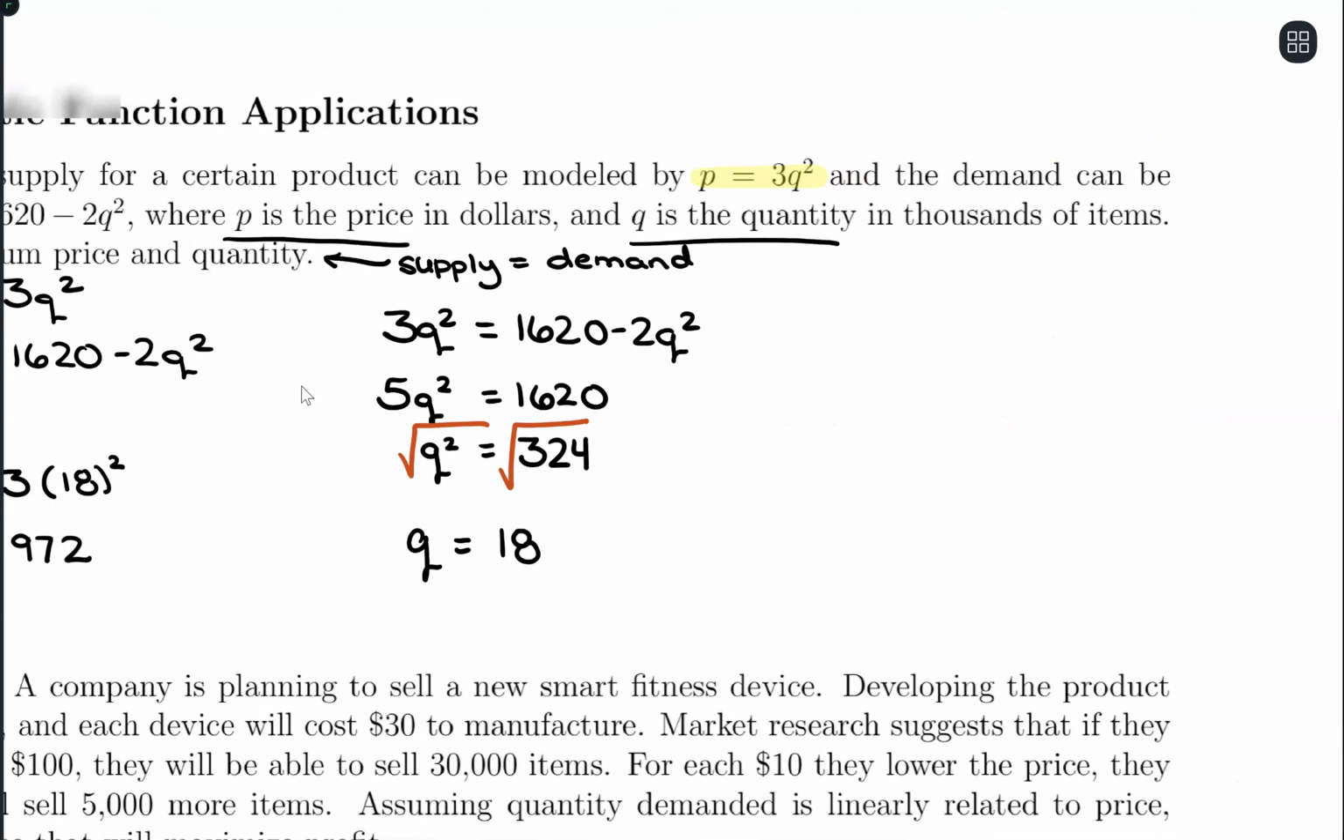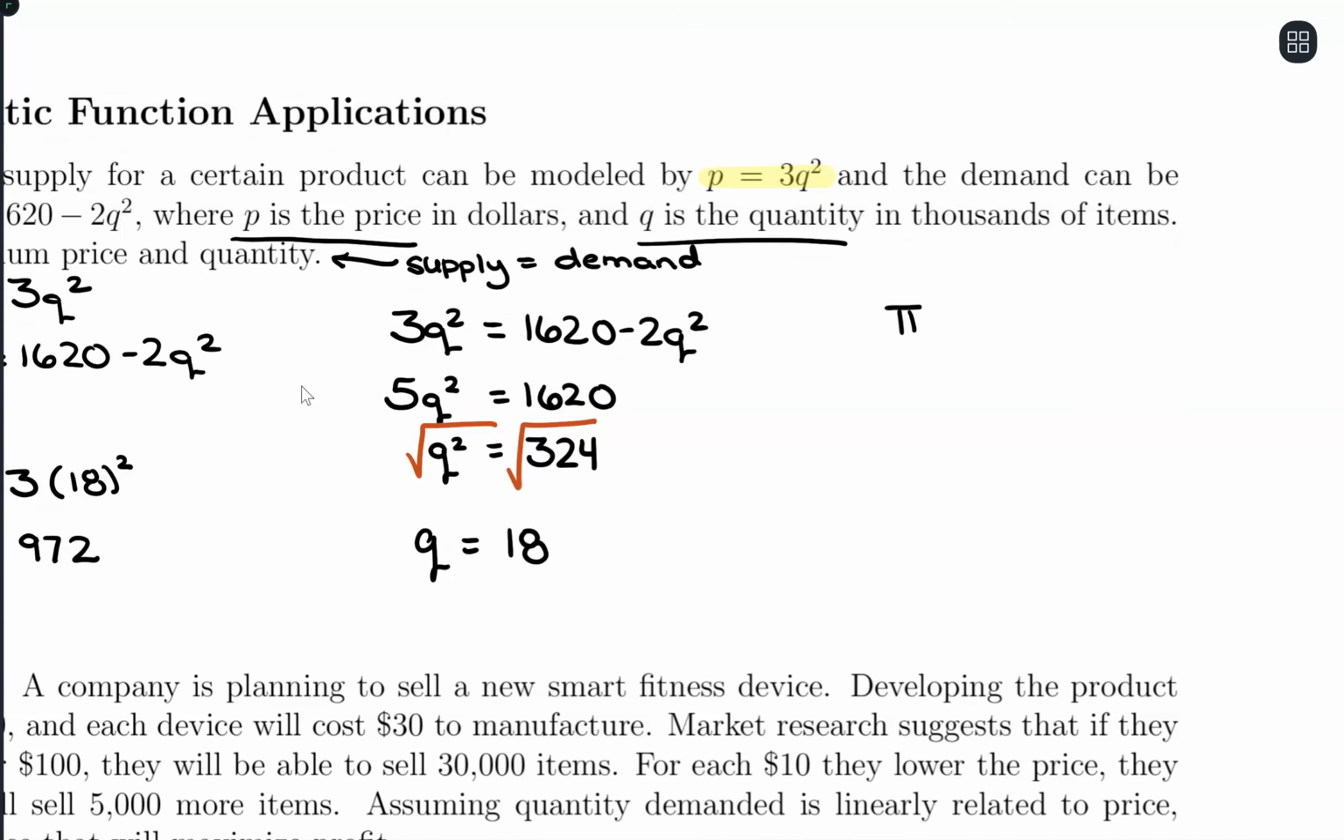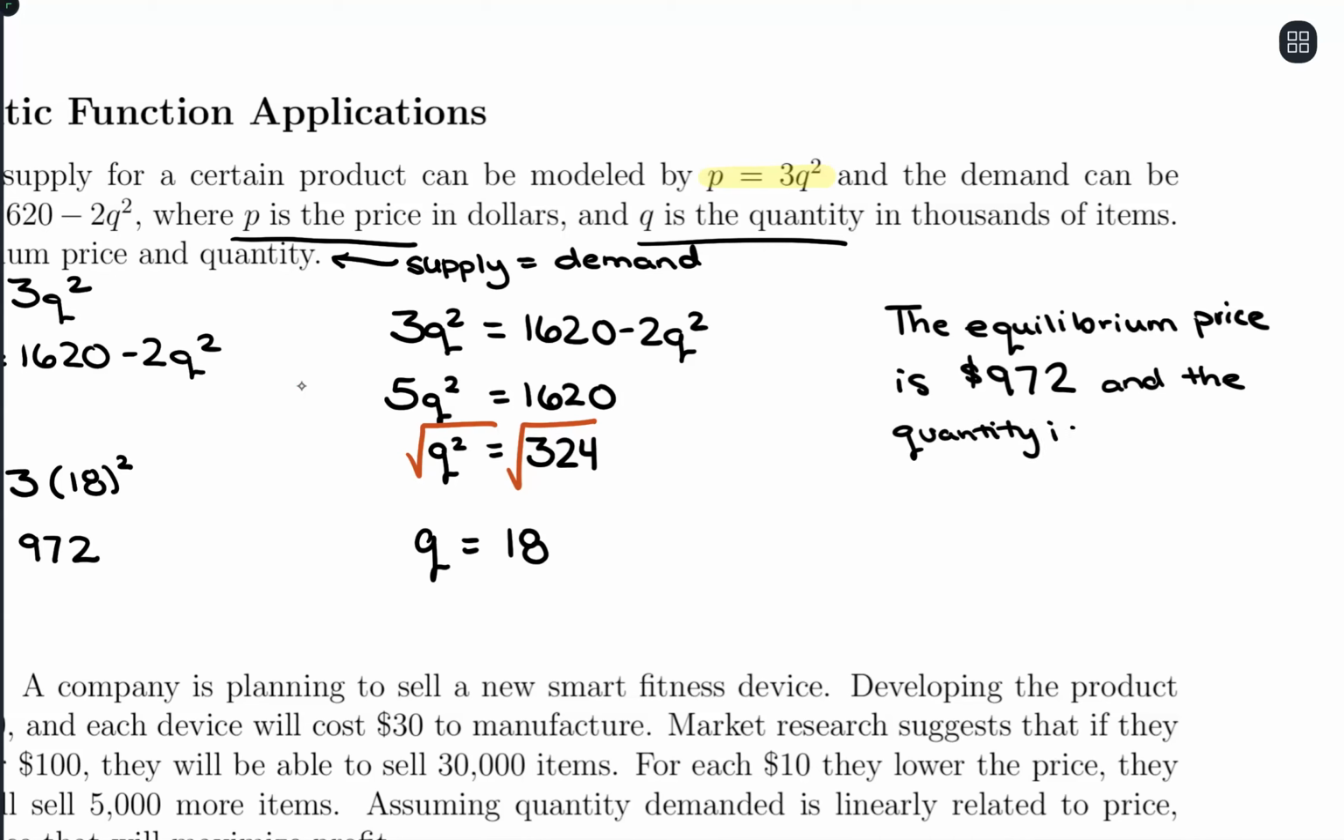So the equilibrium price is $972, and the quantity is 18, but notice the units here, 18 thousands of items. So we're doing 18,000 items.